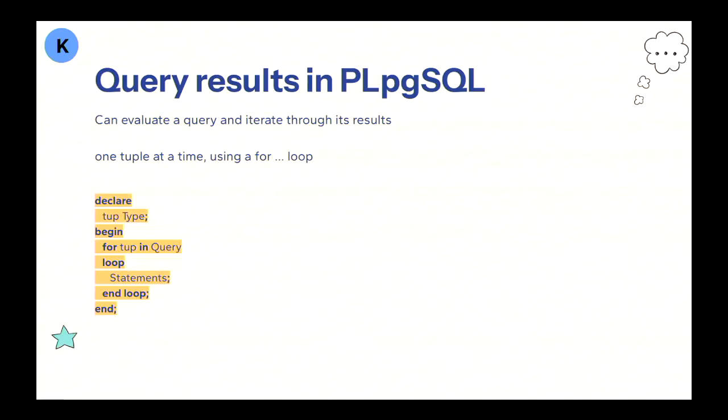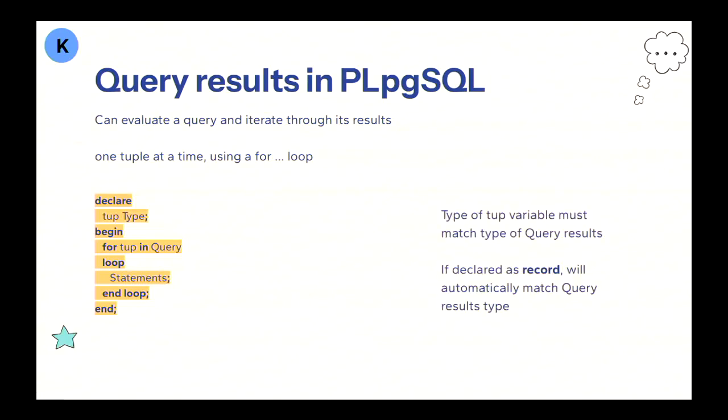And this is how we do this for loop. First, we need to declare a variable to traverse the results. Then we can use that variable after the for keyword to access each tuple of a query. And then we can do something inside the loop. So that's the basic syntax here. The key thing you should take note of is that the type of the variable should match the query result.